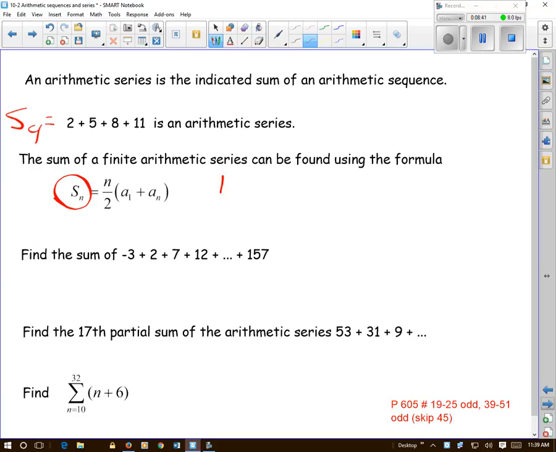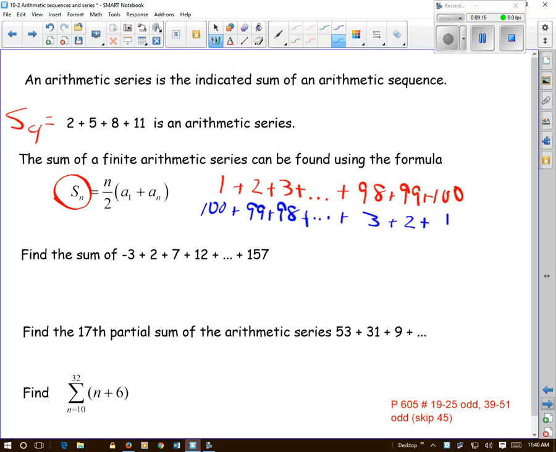Consider 1 plus 2 plus 3 plus ... 98 plus 99 plus 100. Looking at that, I'm thinking it would be easier if I do that backwards. What if I do 100 plus 99 plus 98 plus ... 3 plus 2 plus 1? Wouldn't that be easier that way?